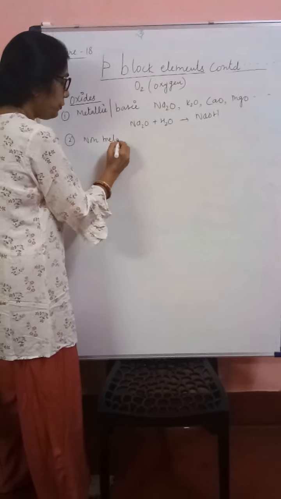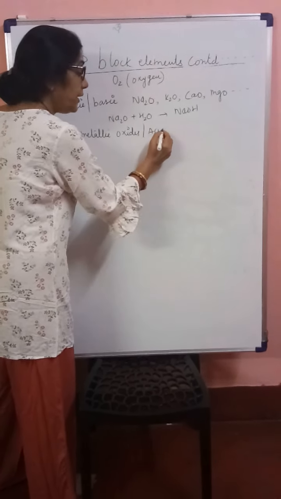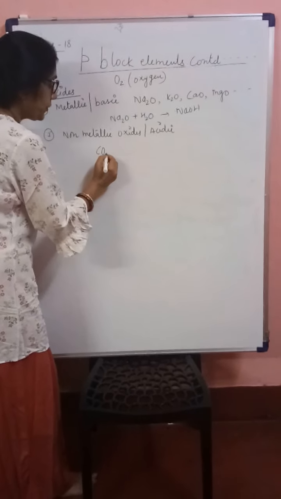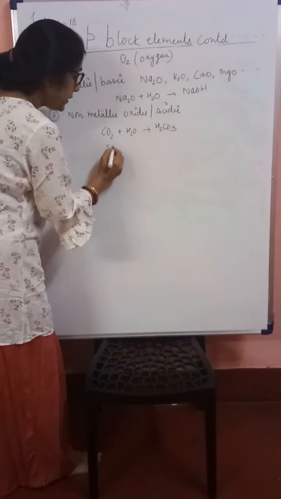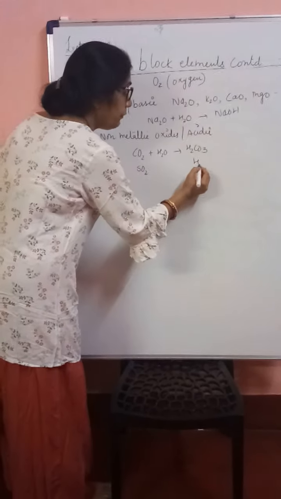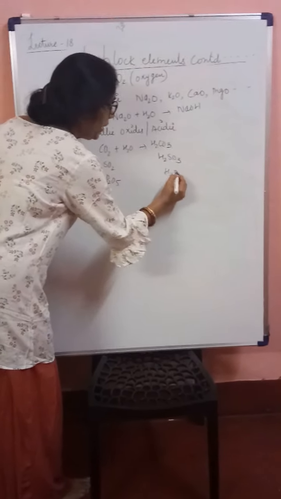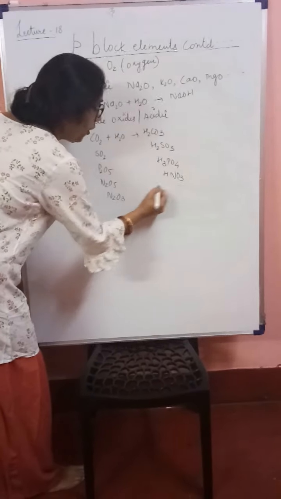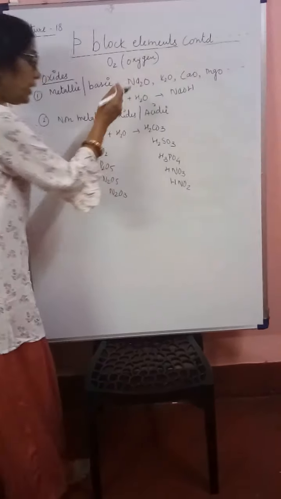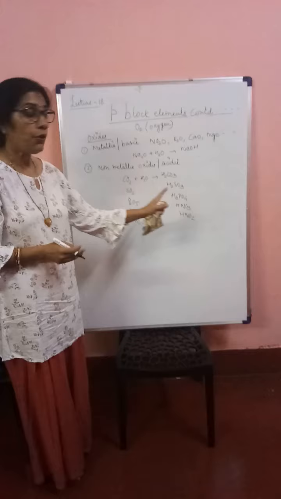Then come non-metallic oxides, and these oxides are acidic in nature, like carbon dioxide. When it is dissolved in water, we get carbonic acid. Sulfur dioxide forms sulfurous acid. Phosphorus pentaoxide forms phosphoric acid. N2O5 forms nitric acid. N2O3 forms nitrous acid. So these are acidic oxides because upon dissolution in water they form acids.